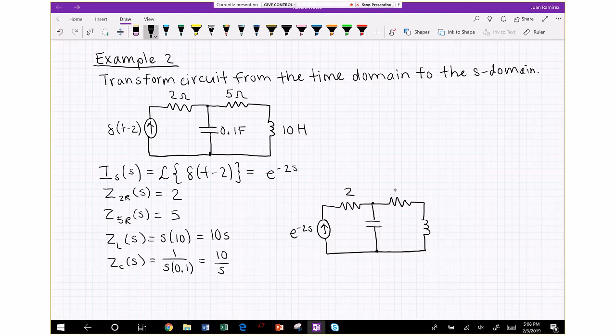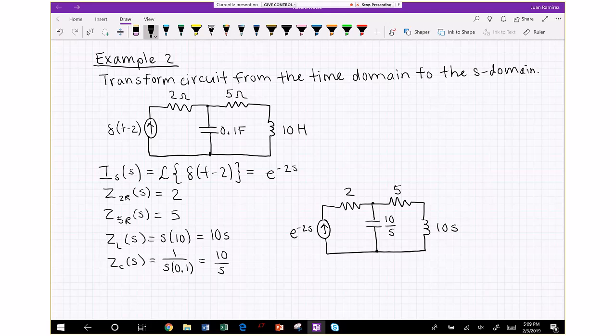The resistors just carry their values, because the impedance of a resistor is just the resistance. Capacitor will have an S domain value of 10 over S. Inductor will have an S domain value of 10S. And that's it. So again, we did the transformation. The circuit is now ready to analyze in the Laplace domain. We'll learn a little bit more about that circuit analysis in the next lecture.